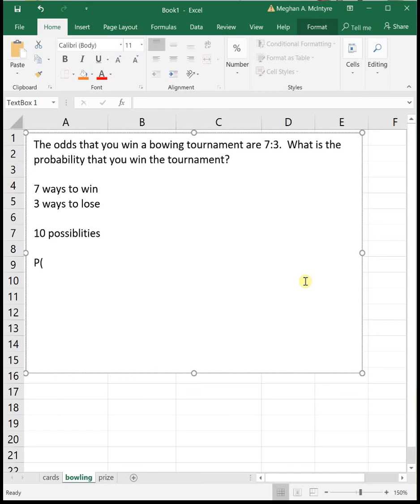So when we're trying to find the probability that we win, we would put the ways to win, which is 7, out of the total, which is 10. So if we say that the odds of winning are 7 to 3, that means the probability of winning is 7 out of 10. Since that told us there are 7 ways to win, 3 ways to lose, which give us 10 total possibilities. So the probability we win is 7 out of 10.